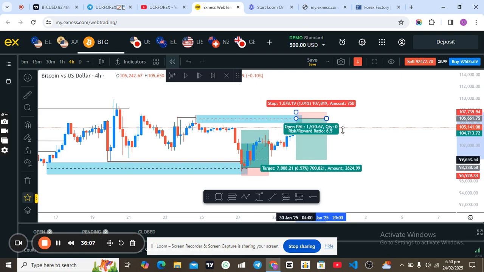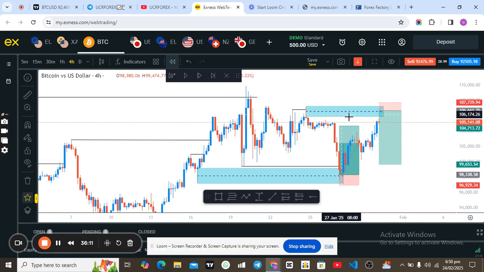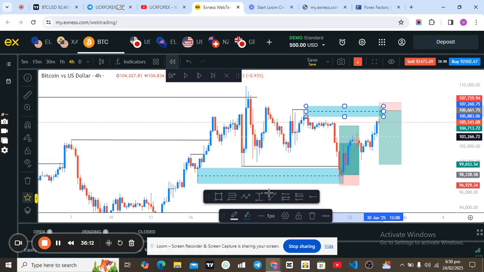So now look at it now. I also focus on the half of it. Now you see, this is the half of that very particular point of interest, all because I spotted a clear sweep of liquidity here.